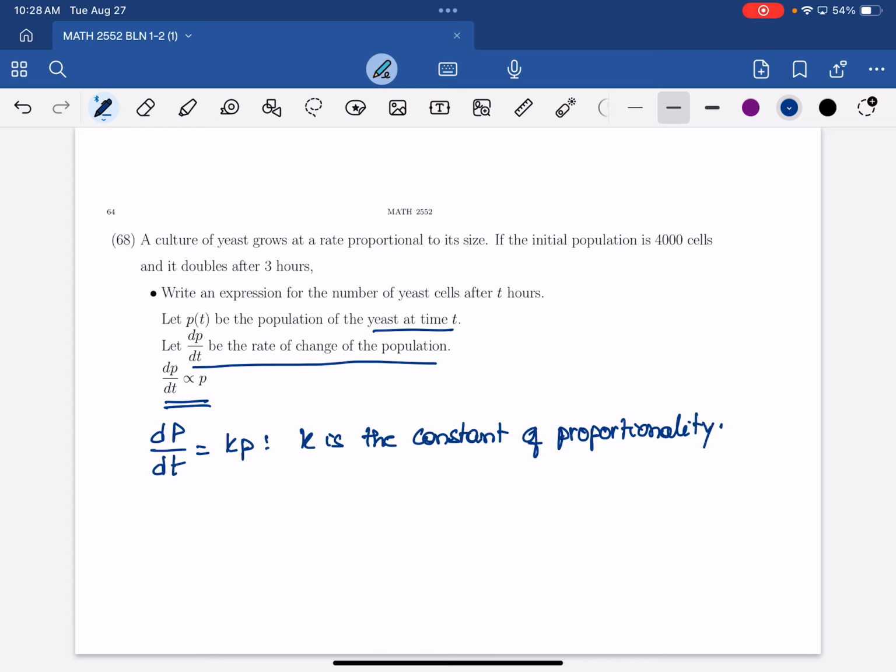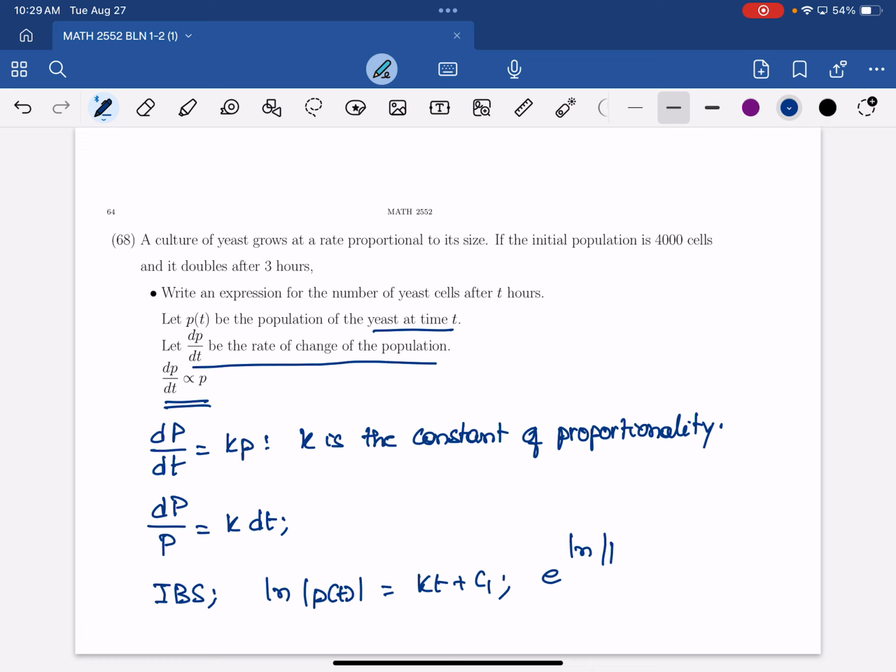Okay. So now you can write it. You want to find the population at a given time t, so you can separate out the variables: dP over P is going to be k dt. You integrate both sides, and you get the natural log of the absolute value of P of t is going to be k times t plus C1. You want to isolate P, so raise it to the e.